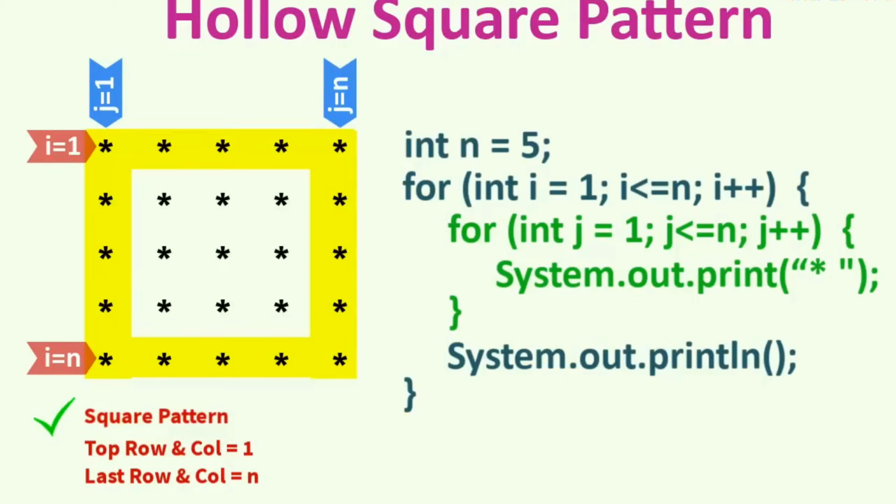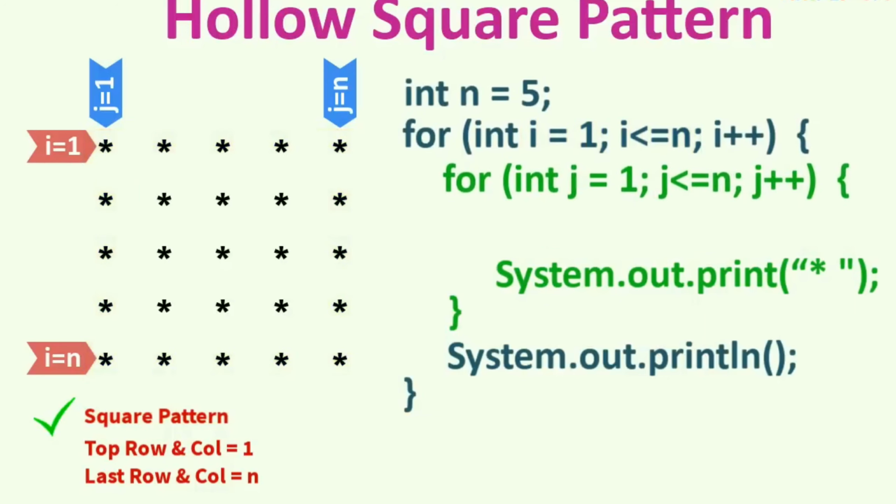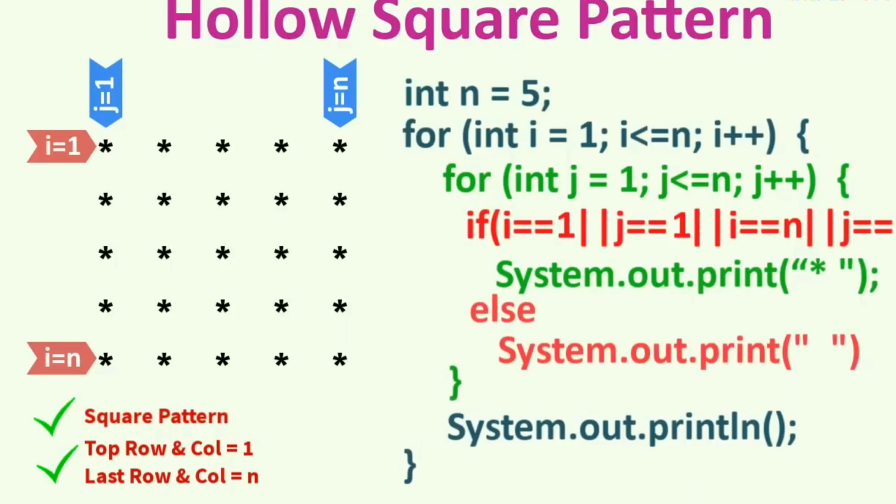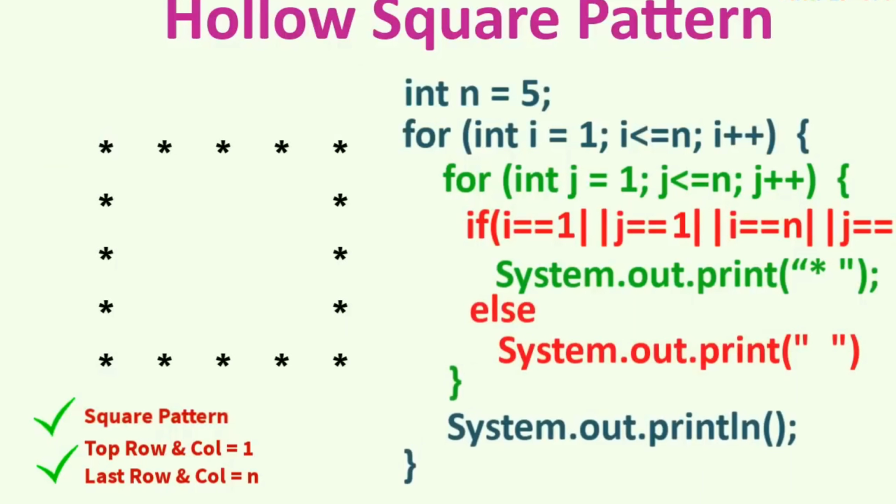Actually, if you notice, our for condition always holds the starting and ending position of both rows and columns. This is very important to note and will help you convert any solid shape to a hollow pattern. So we will just add an if condition to print star only for the start and end of rows and columns, else print space for the remaining. This will give us the hollow square pattern.